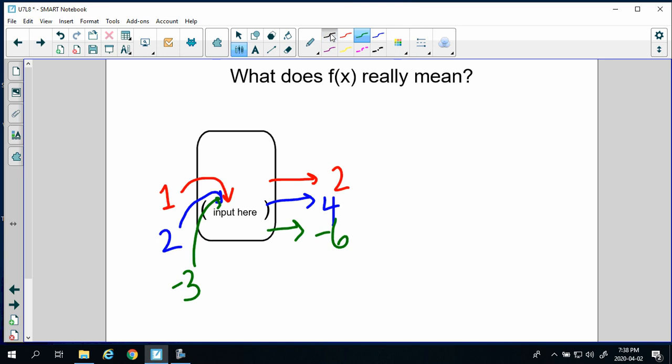So there's a couple ways we could describe this particular vending machine. That it takes in money and then it doubles it. So you could say that this vending machine does like a 2x. You put in an x and then it will double it. We could also give this vending machine a name. Maybe we could call it D for doubling.